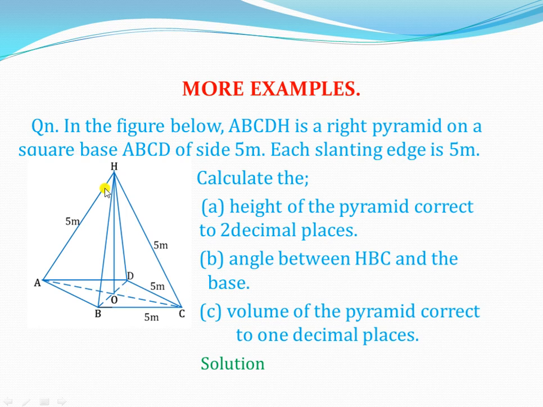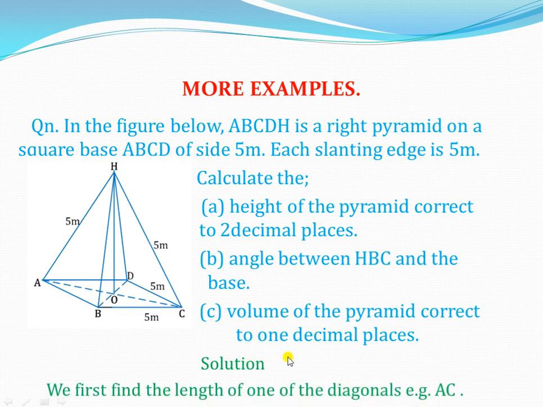Now, for my case, I'm going to consider HOC as my best triangle. That means I will have a 90 degree at point O. But remember, when I do that, it means I should be knowing the length OC. But to get the length OC, we have to first look for the length AC, the whole of this length here, which is the diagonal. And after getting it, we simply divide by 2 because this point O is the midpoint of AC. So that is what we're going to first begin by doing.